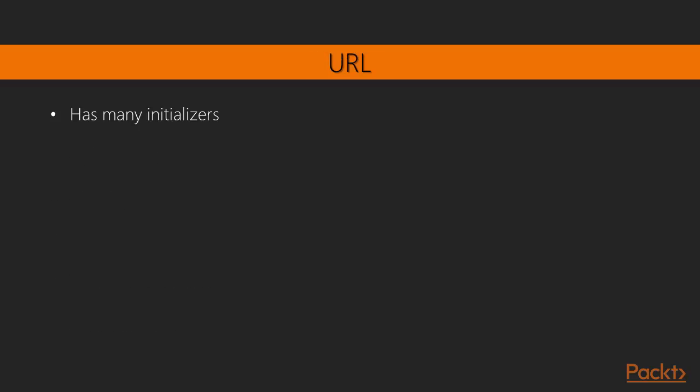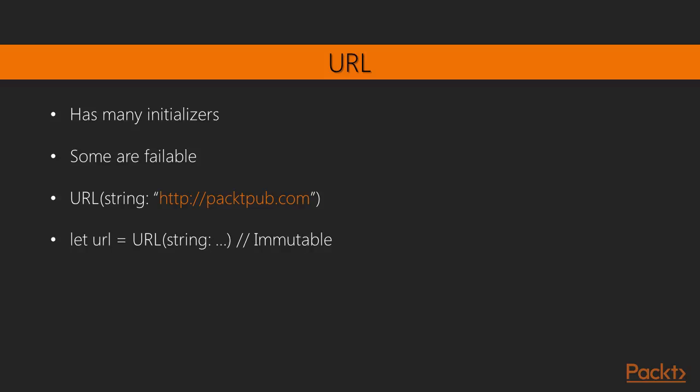URL. This class has different initializers. Some of them are failable initializers, which means they might return nil if it wasn't a possible URL we tried to create. One common initializer is URL string, which basically consists of receiving a string and it creates a URL object. If a URL is created as a constant with the let statement, it's supposed to be immutable. So once it's created, it can't be changed. On the other hand, we could create a variable URL with var and change its contents. This is a mutable URL.